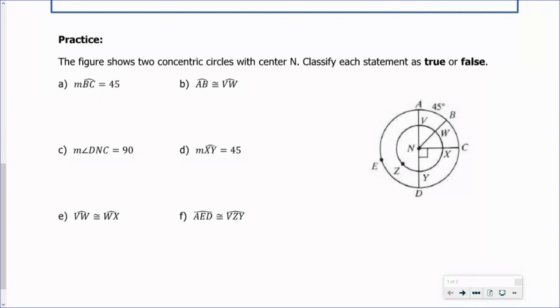All right, so the measure of arc BC, does that equal 45 degrees? Well, if you take a look at the diagram here, this appears to be a 90-degree angle. So its linear pair would also be 90 degrees. And since this arc is 45 degrees, this central angle has to be 45, which is telling us that BC is also going to have to be 45 degrees because 90 minus 45 is 45. So this would be true.